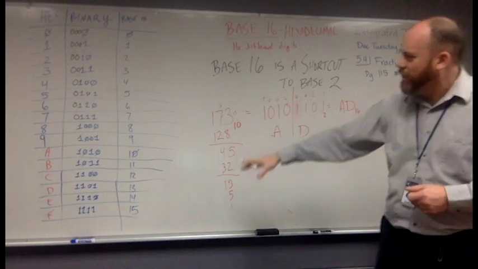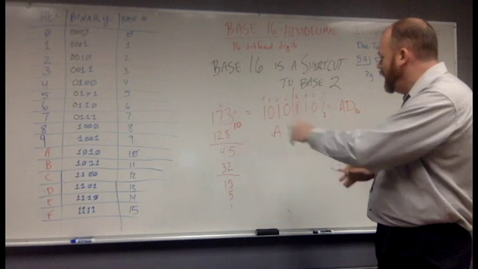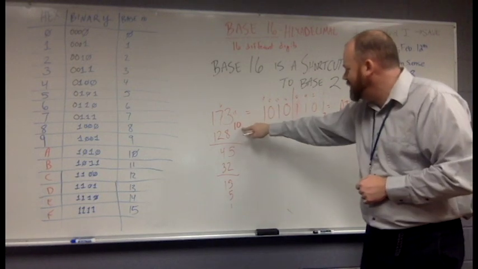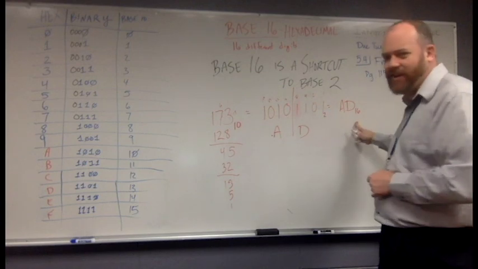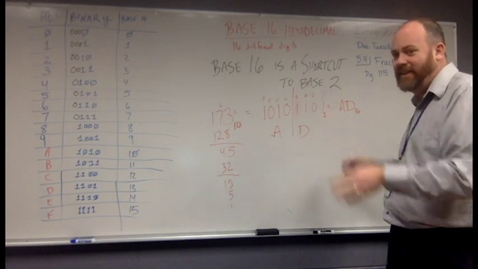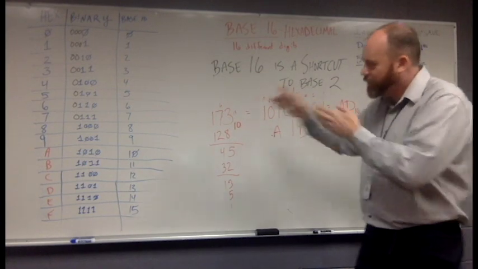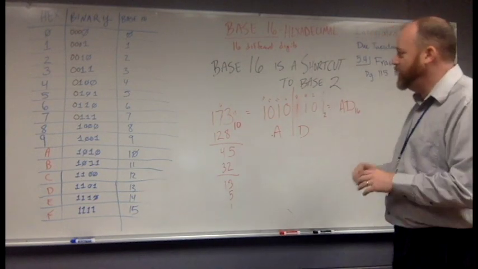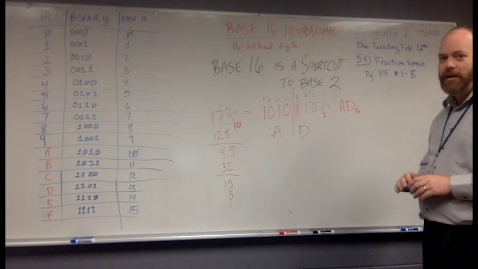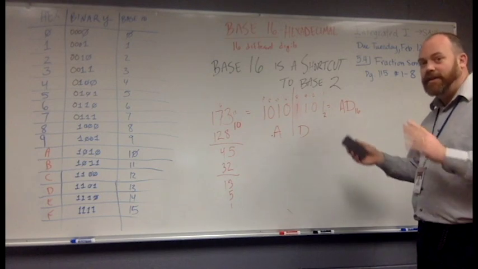And so the chart saves me all the work. As long as I can still do binary and decimal conversions, I can quickly get to base 16. Base 16 is actually the easiest part of the whole thing if you have the chart, and you always will have the chart in the various quizzes or assignments that I give you to do. So that's base 16 in a nutshell.